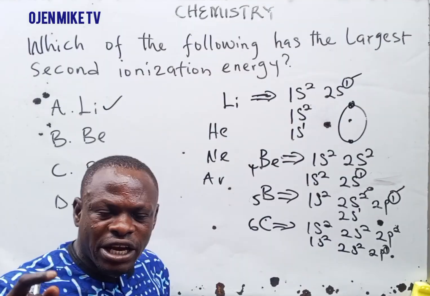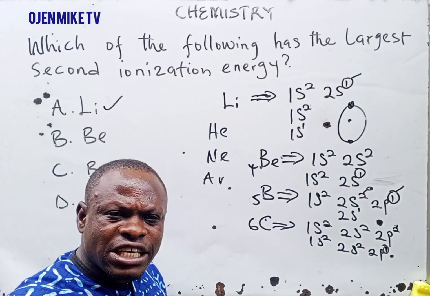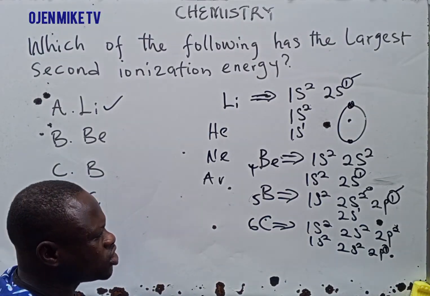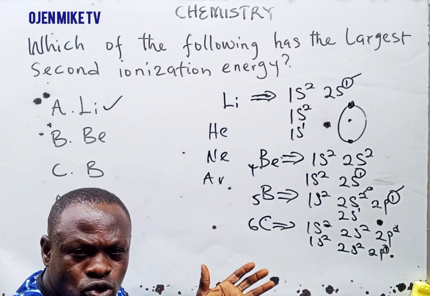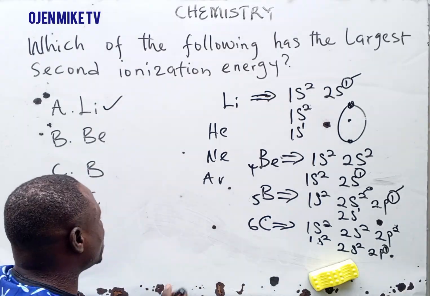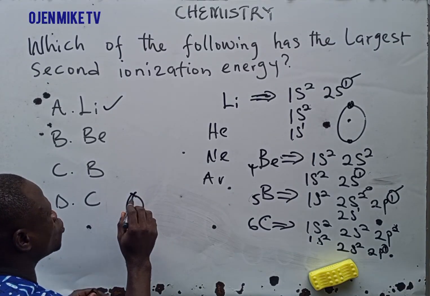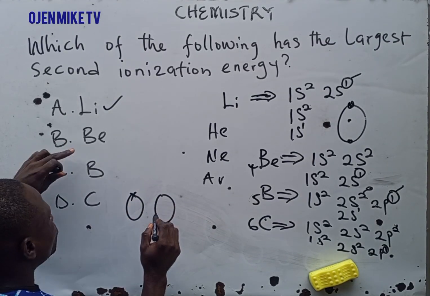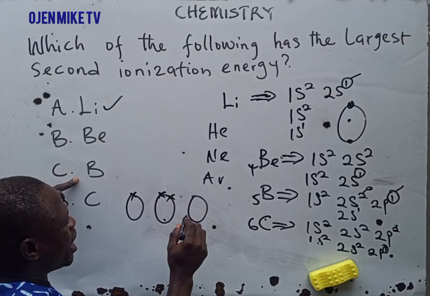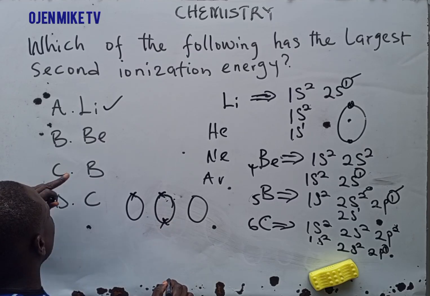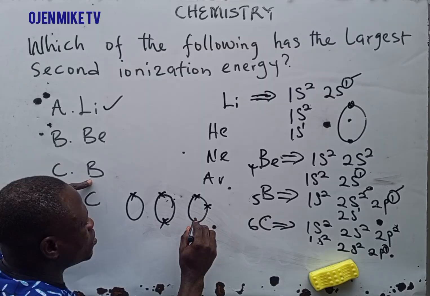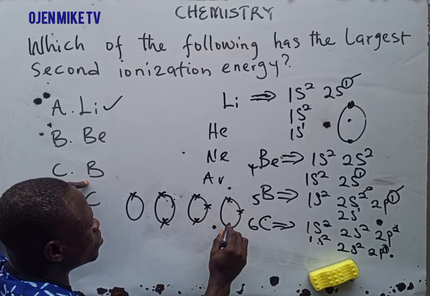If you were asked which one has the largest ionization energy: the more electrons are added to the shell, the closer the shell is to the nucleus. Therefore, the energy required to remove an electron is higher. Let's look at the first one. Lithium has 1 in its outer shell. Beryllium has 2 in its outer shell. Boron has 3. Carbon has 4. 1, 2, 3, 4.